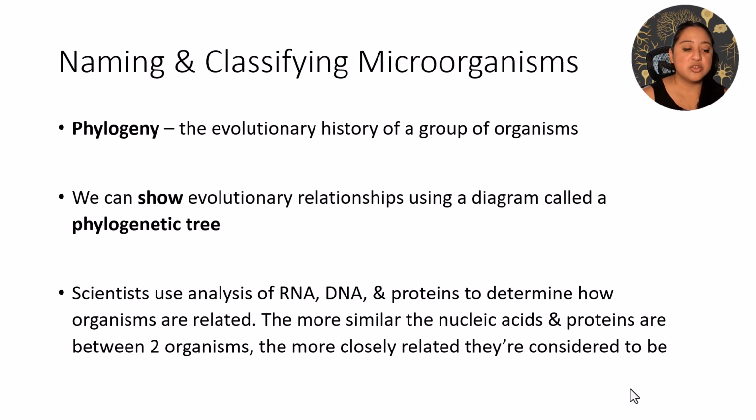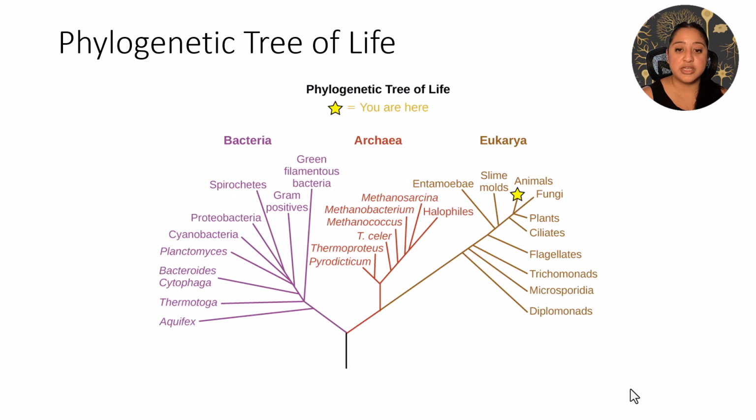Even if things look similar visually or not, if you analyze these molecules, it'll tell you a lot about how they're related or not, or how distantly. So scientists use these analyses of RNA, DNA, and proteins to help determine how organisms are related. The more similar these nucleic acids and proteins are between two organisms, the more closely they're considered to be related. So here's an example of a phylogenetic tree.